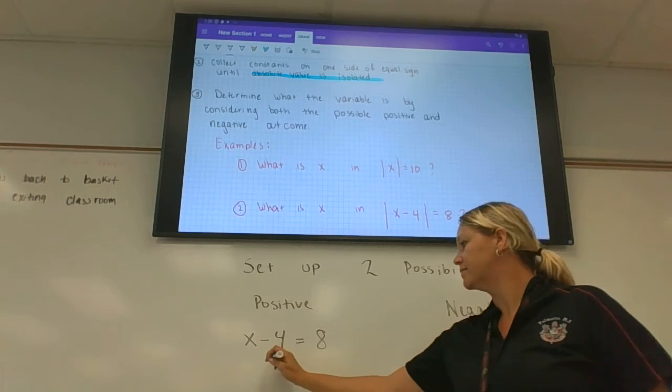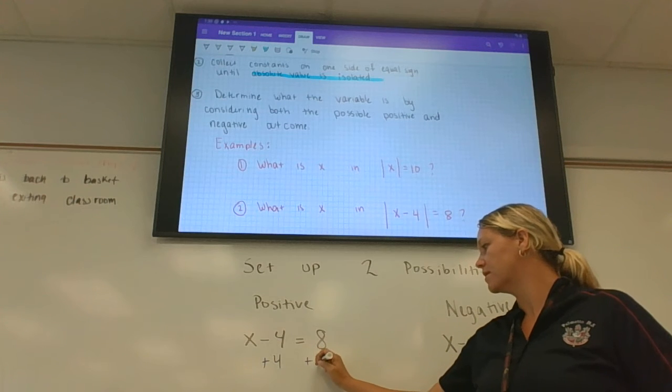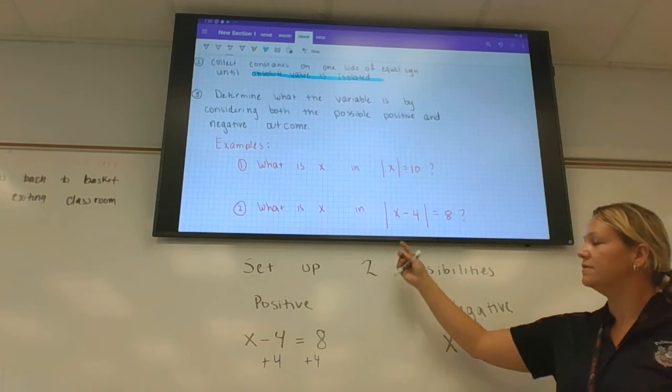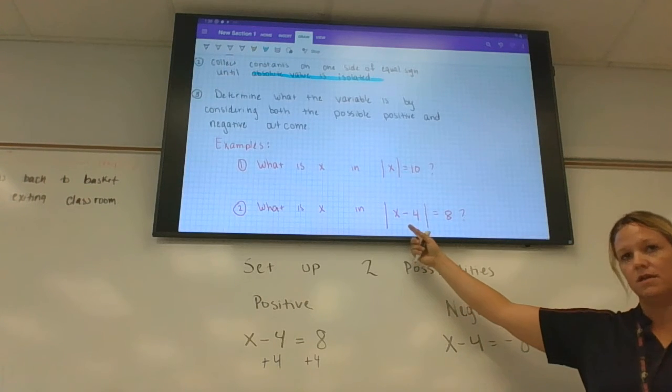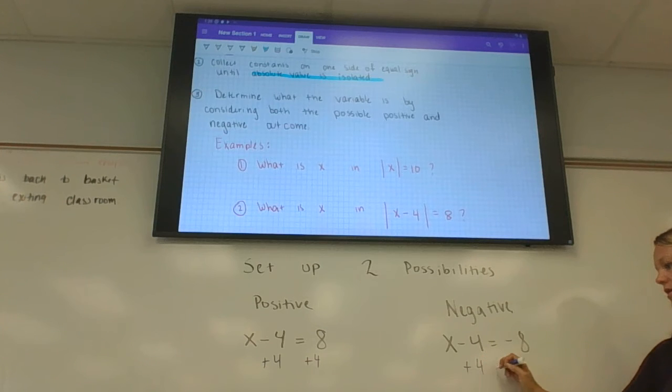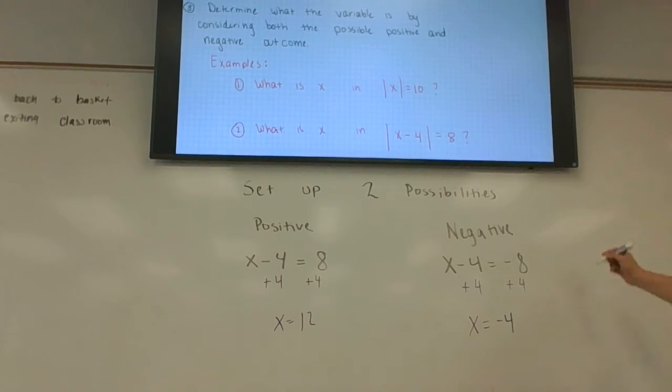So I'll show my work. And I can see that, sure, x could be 12. 12 minus 4 is 8. Absolute value of 8 is 8. Or x could be -4. And maybe you question that -4. You could check it. You could check either one.